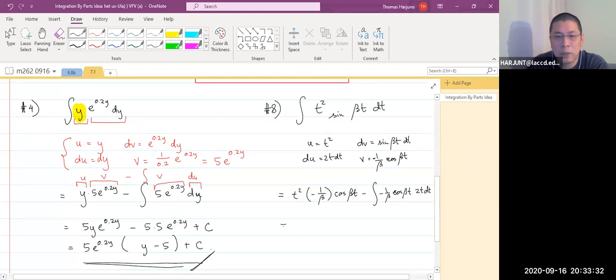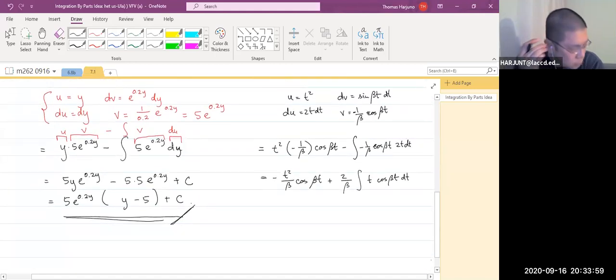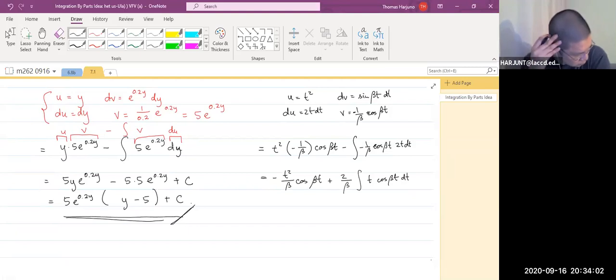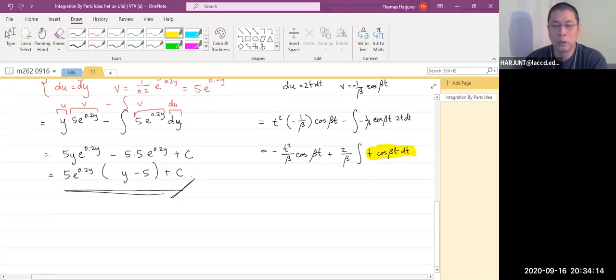Let me simplify a little bit. This is negative t squared over beta cosine beta t plus 2 over beta integral t cosine beta t dt. Now, you will see that this is not integrable directly, but it's doable by integration by parts again. So I will do the integration by parts again there.